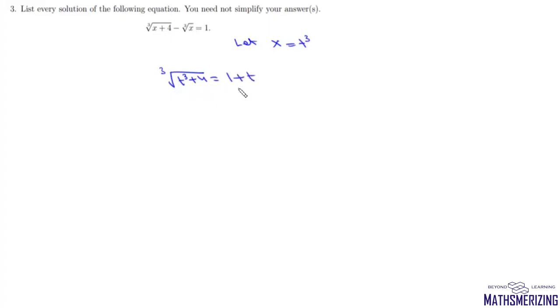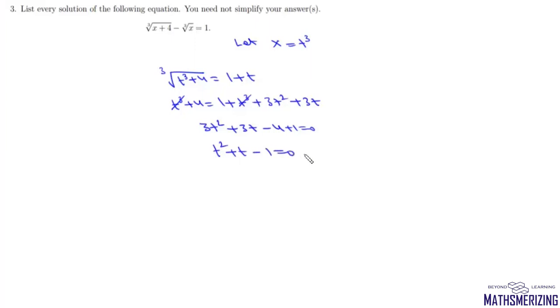Now we'll cube both sides. We'll write t cube plus 4, and this is 1 plus t cube plus 3t square plus 3t. Now t cube will cancel. So we can write 3t square plus 3t minus 4 plus 1 equals 0. So we'll get this equation as t square plus t minus 1 equals 0.